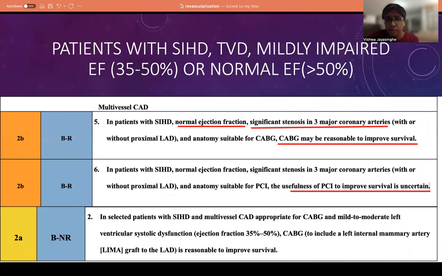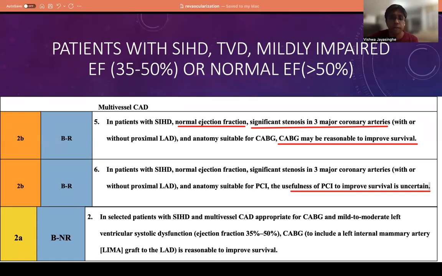So patients with stable ischemic heart disease, normal ejection fraction, significant stenosis in 3 major coronary arteries with or without proximal LAD. We don't consider proximal LAD as significant now. Whose anatomy is suitable for CABG: CABG may improve survival. This is a class 2B recommendation. Earlier, this was a class 1 recommendation. Now it's a 2B recommendation.